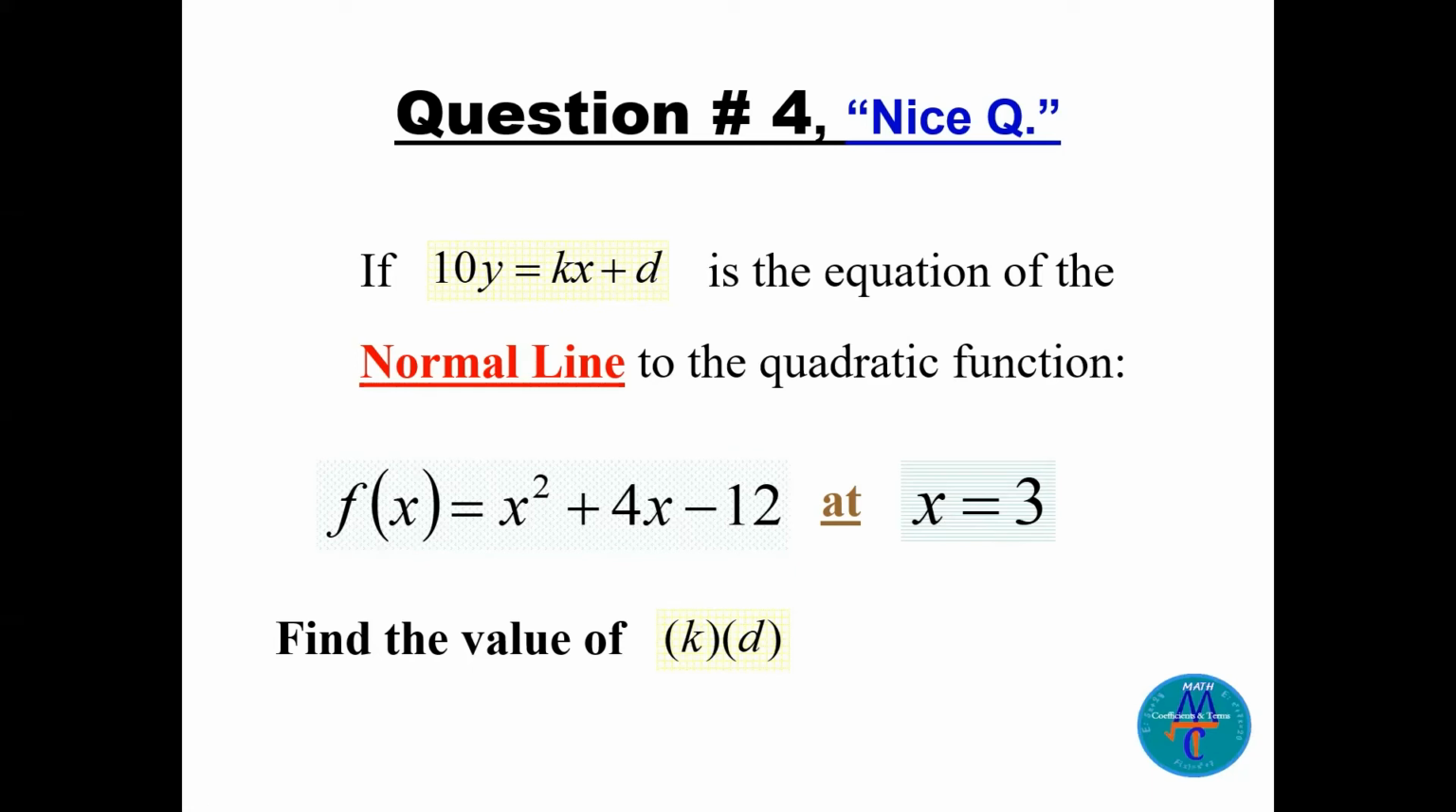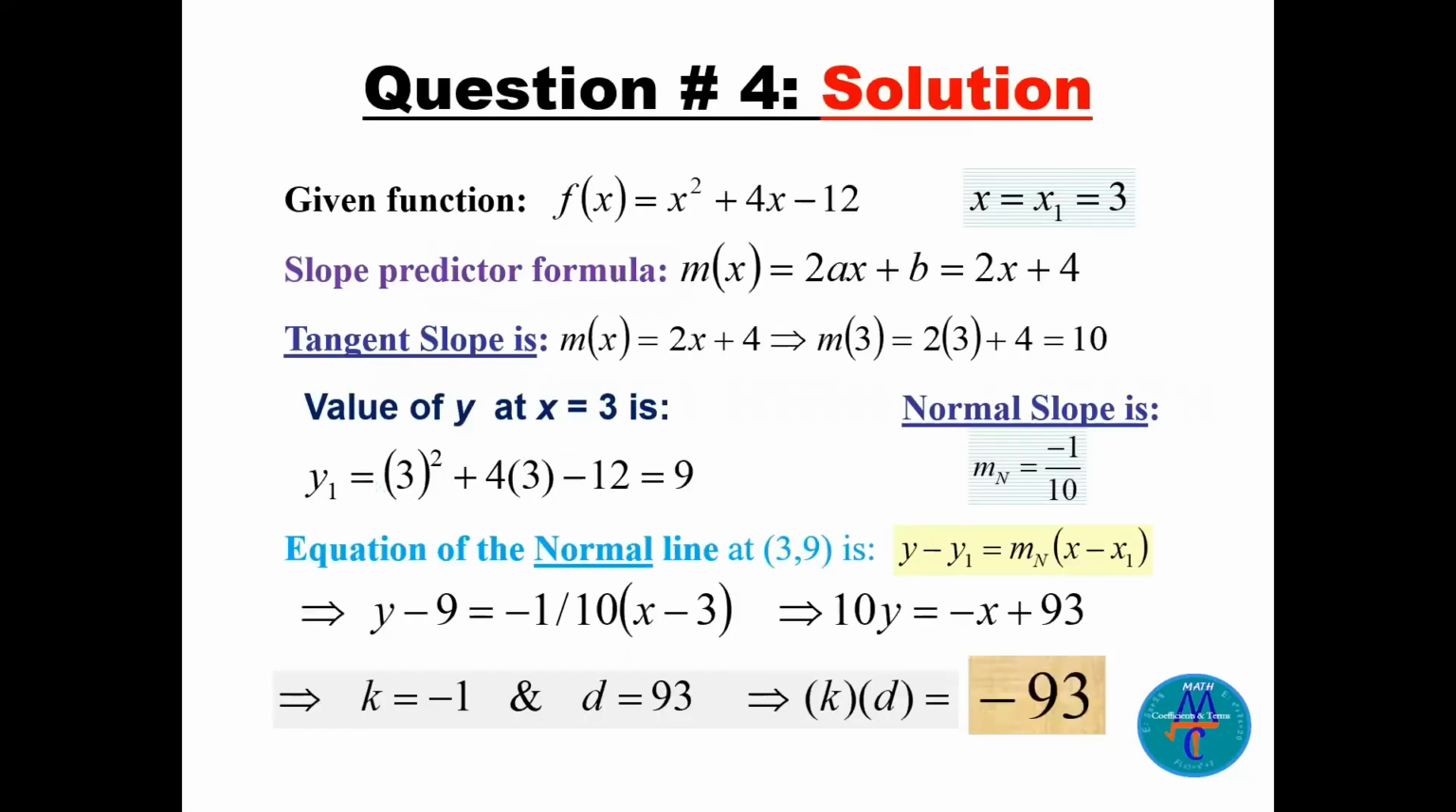You can try it yourself, please. And then find y, find the slope of the tangent line, find the slope of the normal line, find the normal line itself. Then you can compare with the given equation to find k and d, then you multiply them. There are nice steps here.